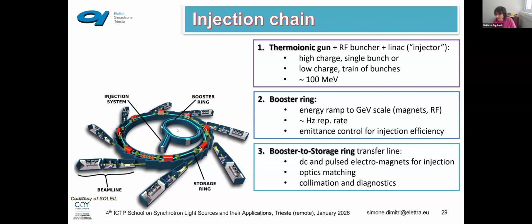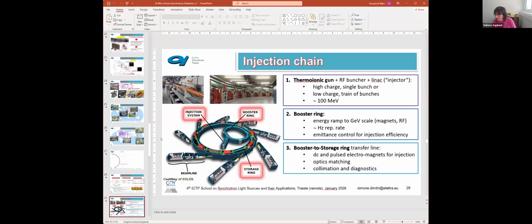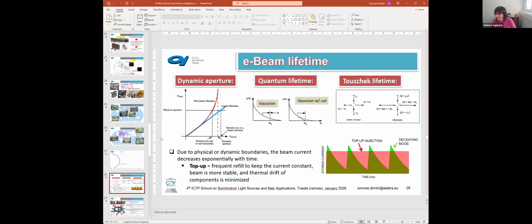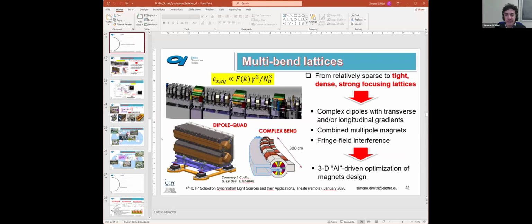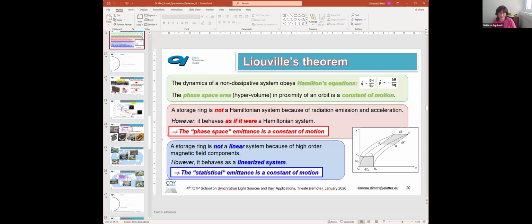Thank you, Simone. I think there is one question. How can crab waist optics affect electron beam lifetime? What kind of optics? Crab waist. I see. Crab waist optics. Wow. Well, this is a very specific question for you, Simone.